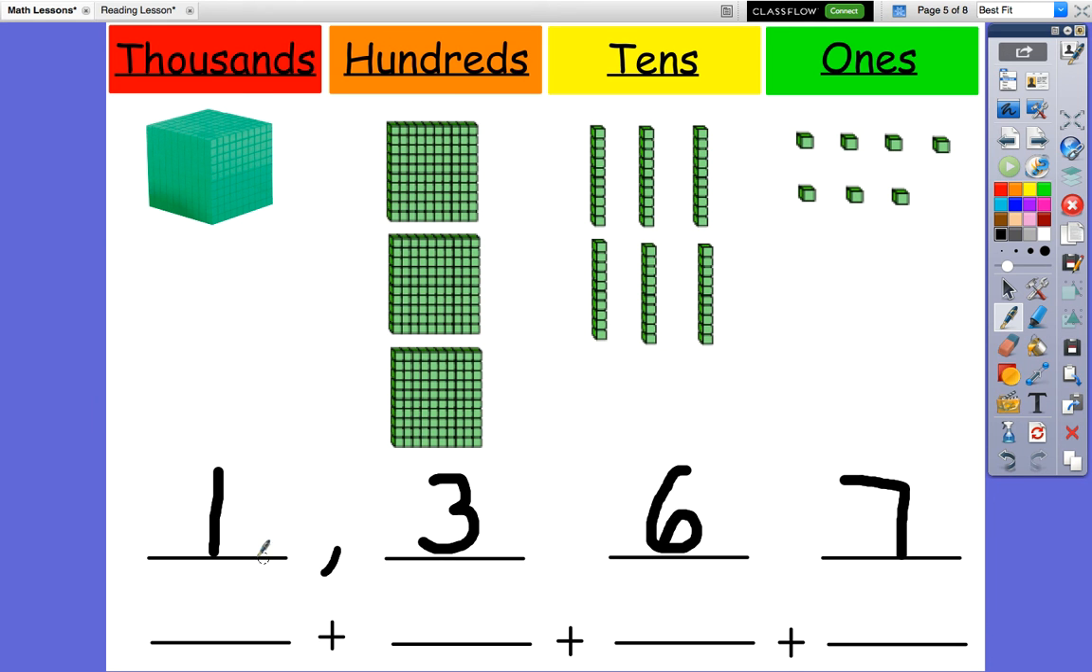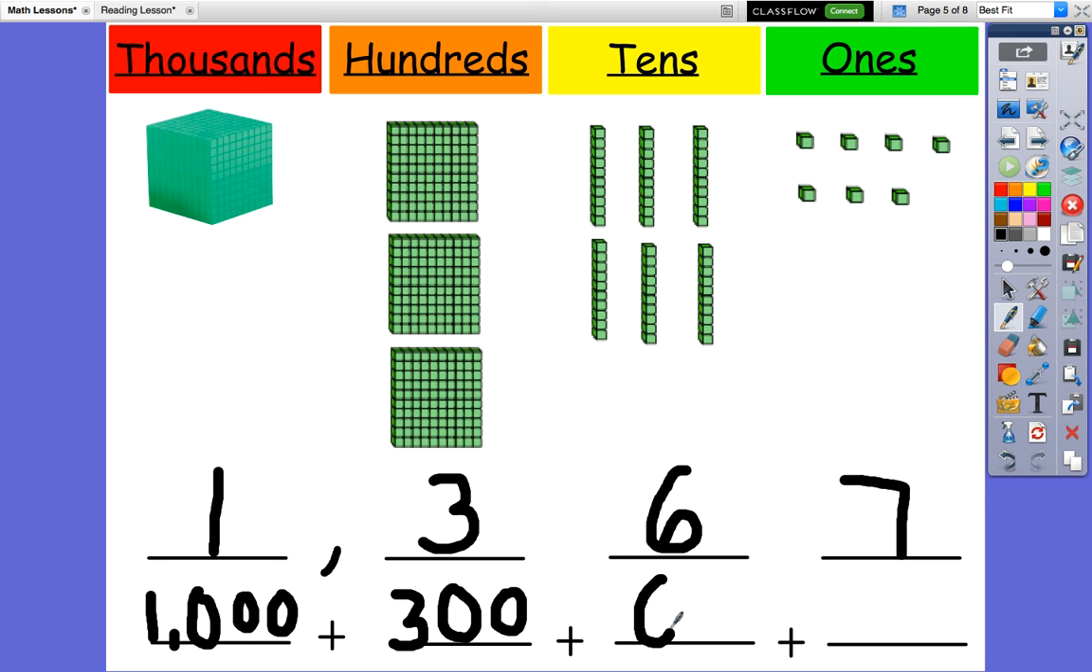Okay, let's try it together. 1,367. Awesome job, boys and girls. And remember, we want to stretch out our number into that expanded form. So we are going to write 1,000 down here. And remember, this isn't a 3. This is 300, right? Because we're saying 100, 200, 300. This isn't a 6. We said 60 when we read our number. 10, 20, 30, 40, 50, 60. And the 1 stays as a 7.